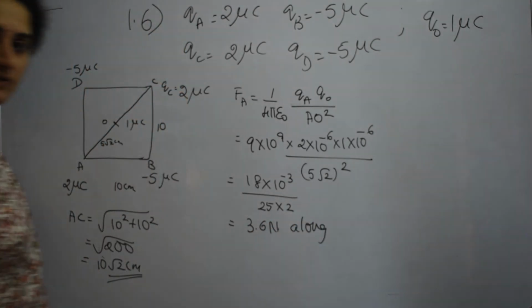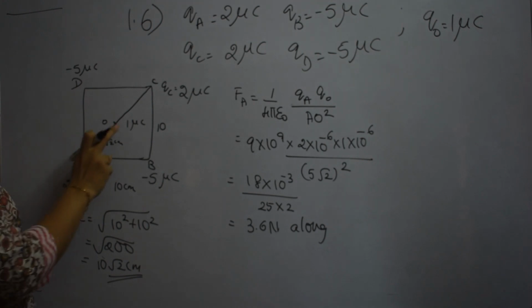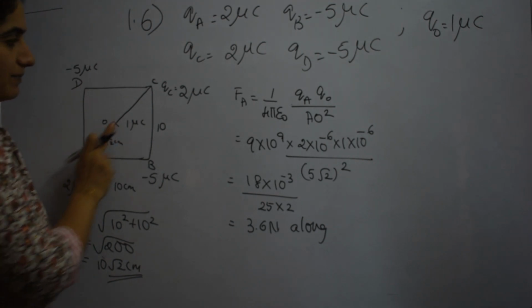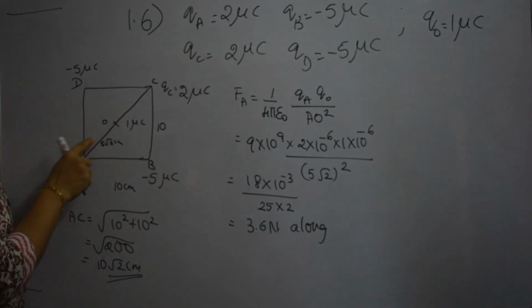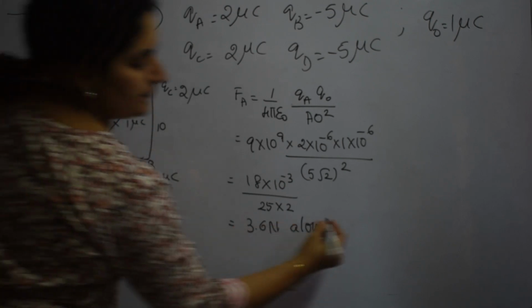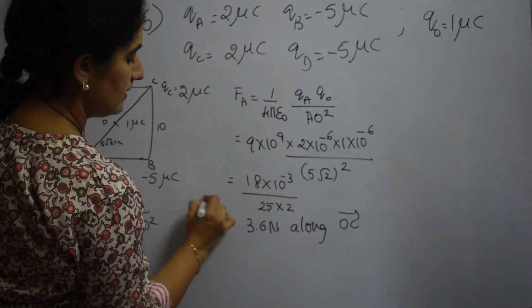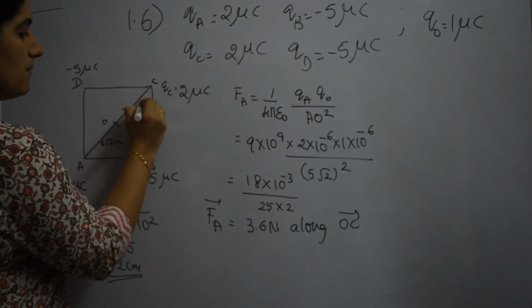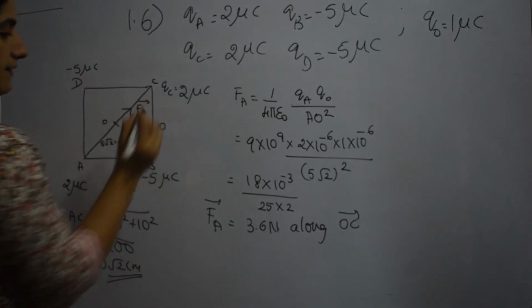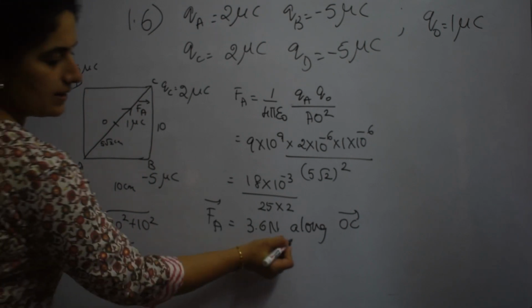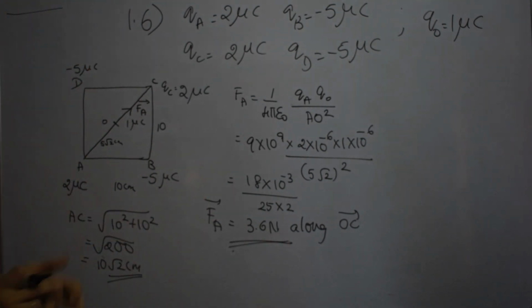Now the direction we need to find out. This is positive, 1 micro is positive, so it will be repulsive force. That will be along OC. So FA will be along OC. Now you need to mark here. This is FA.